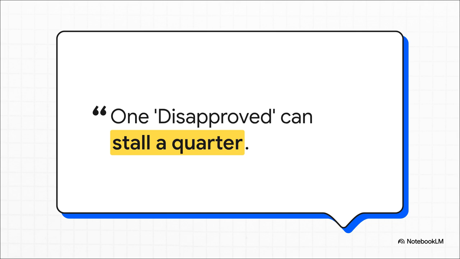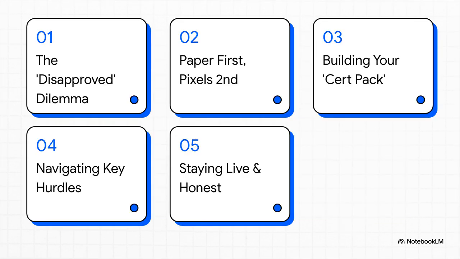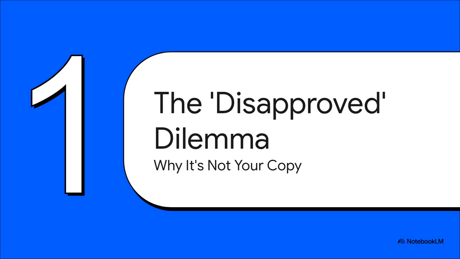Sounds crazy, I know. So here's the game plan for this explainer. First, we'll dig into that disapproved dilemma. Then we'll talk about a whole new philosophy to fix it. We're going to build your toolkit, navigate the big hurdles, and finally, make sure you can stay live and stay honest for the long haul. Let's do it.